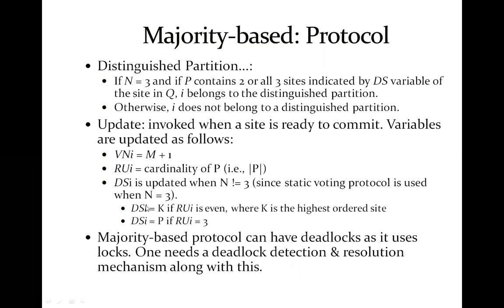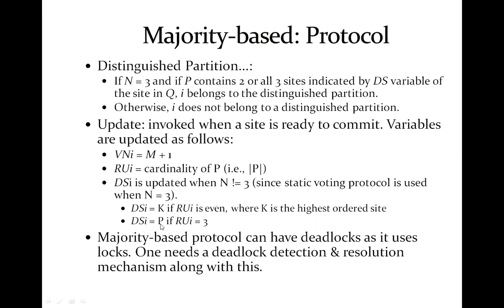So DSI will be equal to B. And if RUI is not even, if it is odd and if it is equal to 3, then in that case DSI will be equal to P. What is P? P is the number of the sites who have responded. Suppose there is a site B, and C and D have responded. So DSI will be equal to BC. So if RUI, meaning the replica updated, is 3, then the DSI will be equal to B.